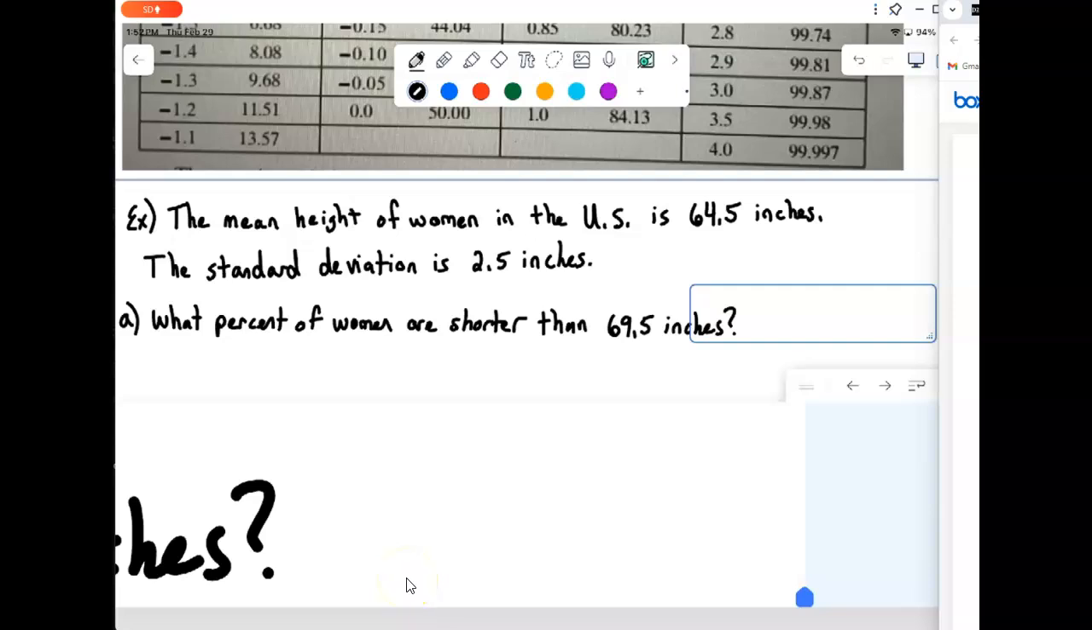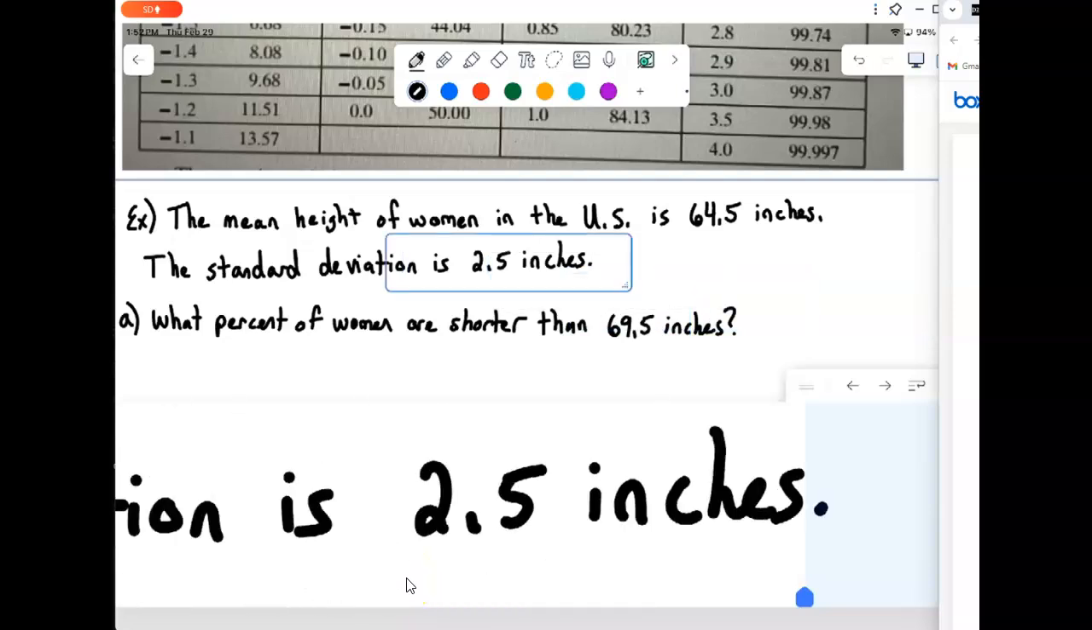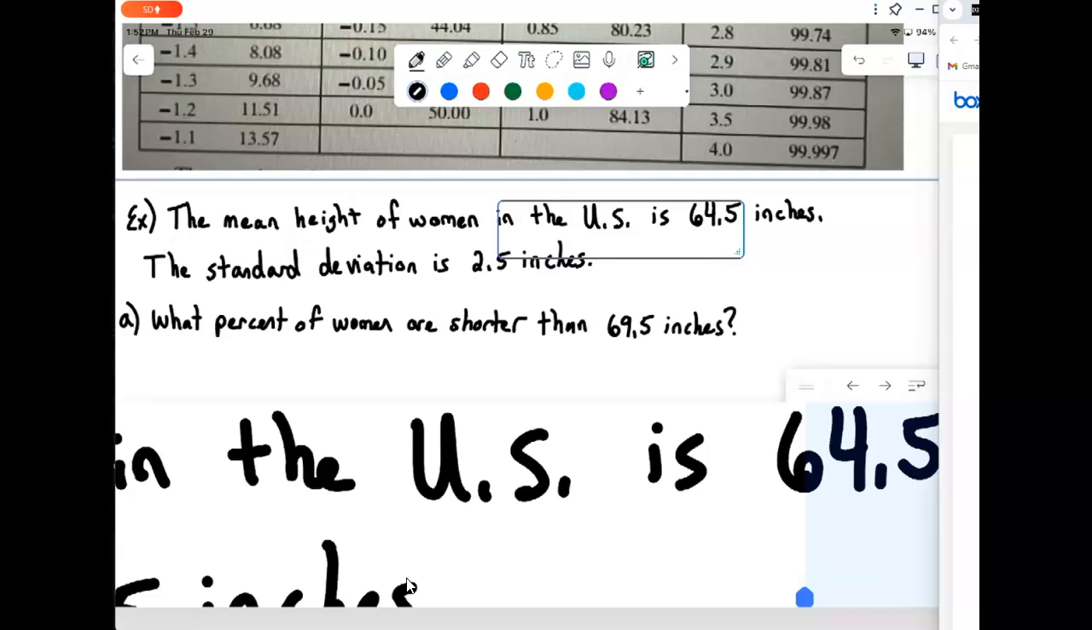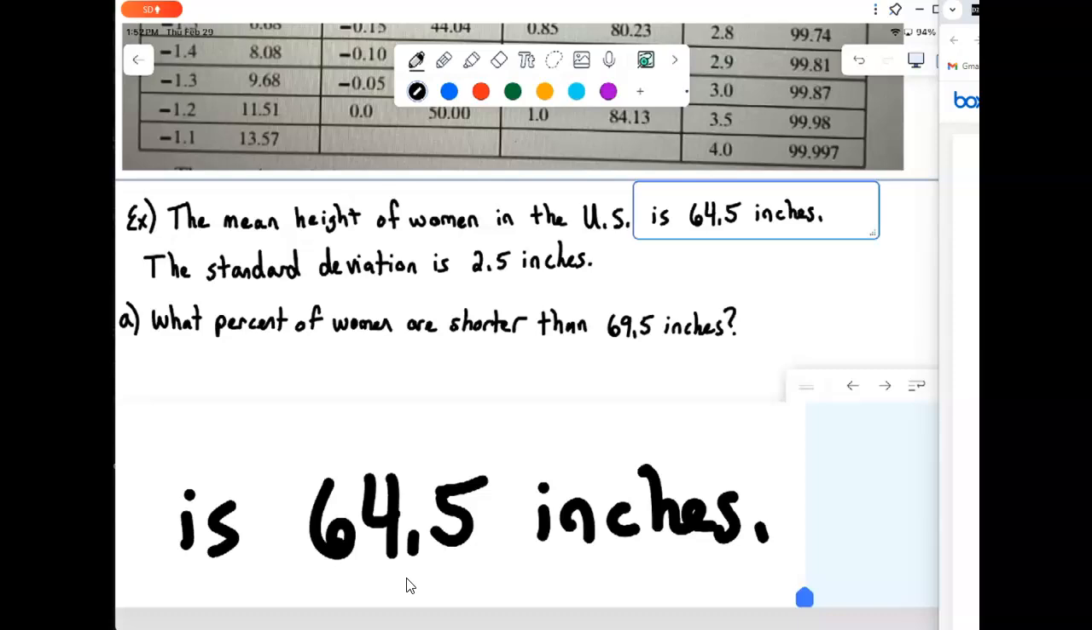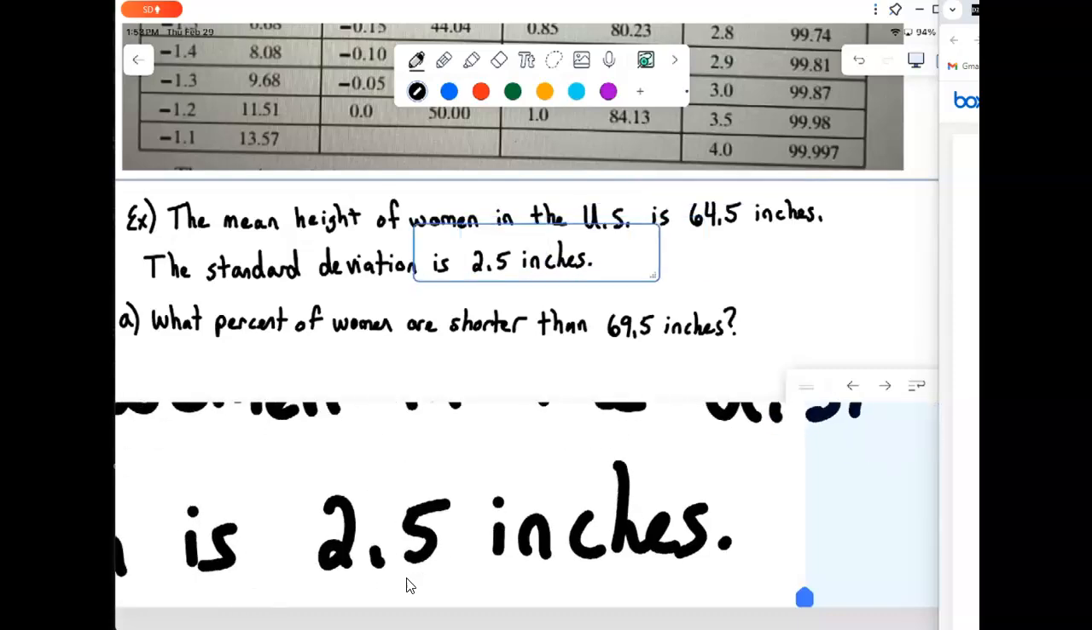Okay, so in this problem we're told, and this is data I just grabbed right off Google, that the mean height of women in the United States is 64.5 inches. That would be 5 feet 4.5 inches. What that means is 50% of women in the U.S. are taller than 5 feet 4.5 inches, and 50% are shorter than 5 feet 4.5 inches. The standard deviation is 2.5 inches.